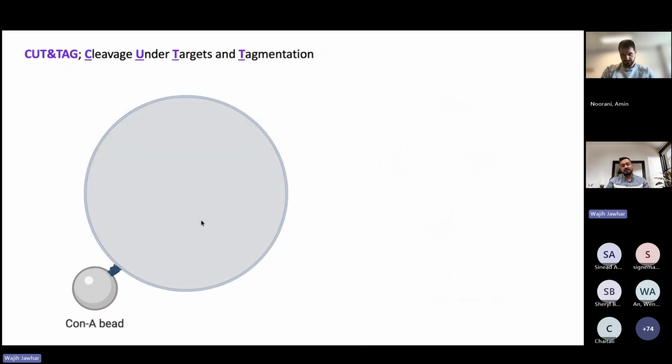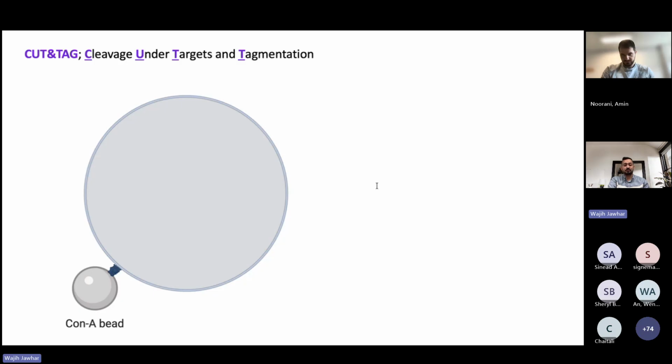CUT&Tag, or cleavage under targets and tagmentation, also offers a very similar workflow, but of course with different incubation times and different buffers. So I won't be very redundant here in explaining these steps. I would say the major difference here is the use of the Tn5 transposases that are preloaded with sequencing adapters. And that allows for a direct to PCR approach without the need for purification or the early steps that we do during library prep.